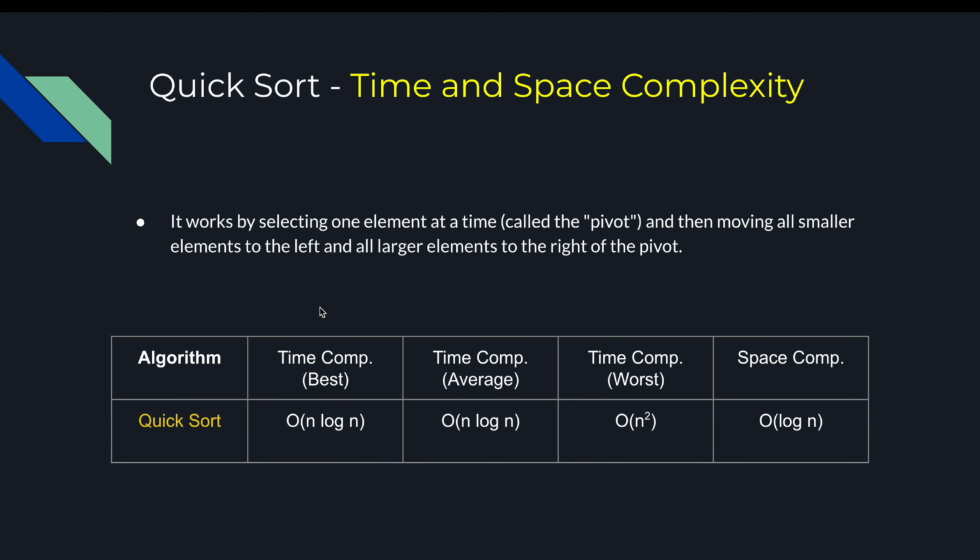Now quickly coming back to the time and space complexity. If we talk about the best case scenarios, the time complexity will be here O of n log n. And for the average case also it will be O of n log n. But in the worst case scenario, it will be O of n square. Let's see why that is.